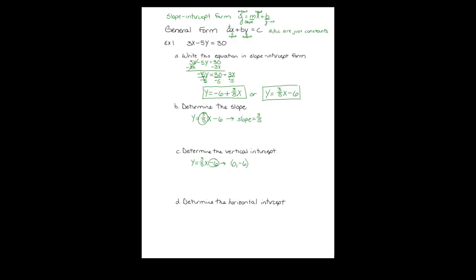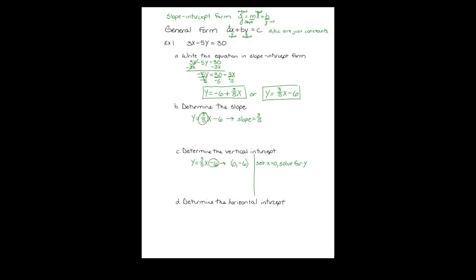Now, if you don't already have this equation in slope-intercept form, you can also find the vertical intercept just the way it is from general form. Remember, the trick to finding a vertical intercept is to set x, or the input, equal to 0, and solve for the output, or y. That is just in general what you need to do to find the vertical intercept.